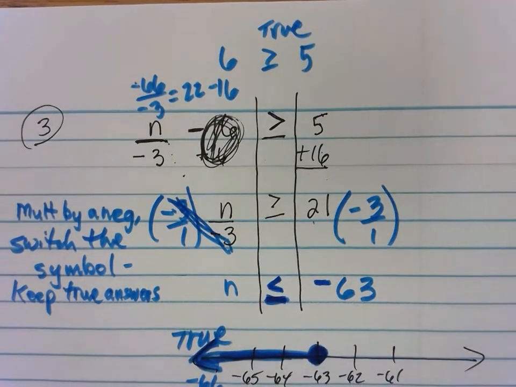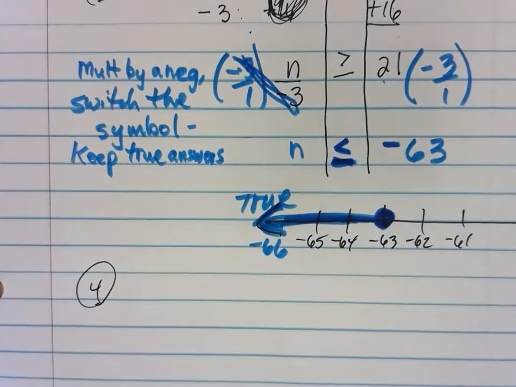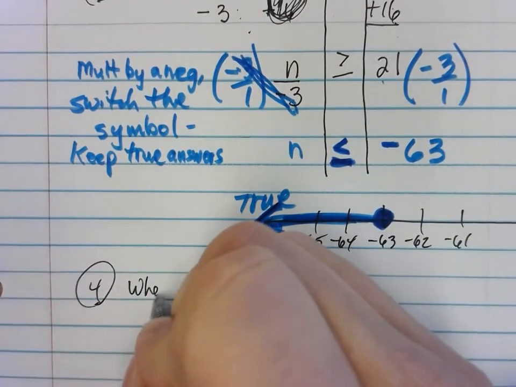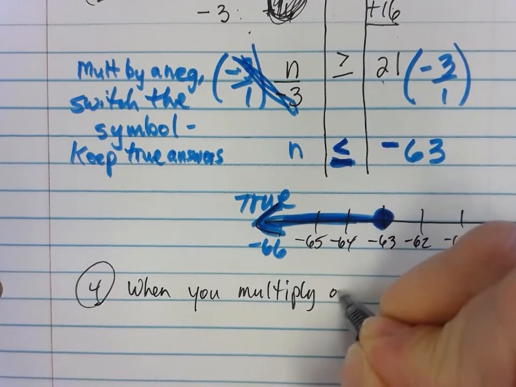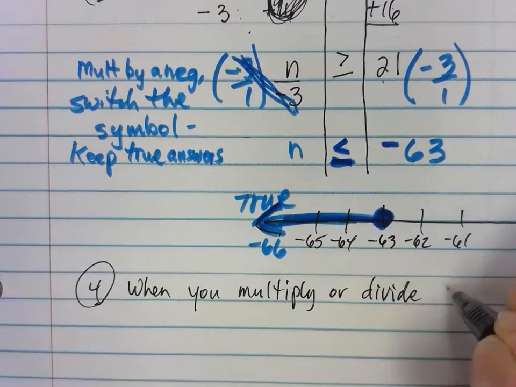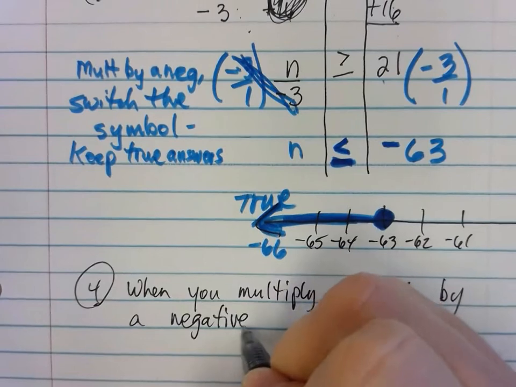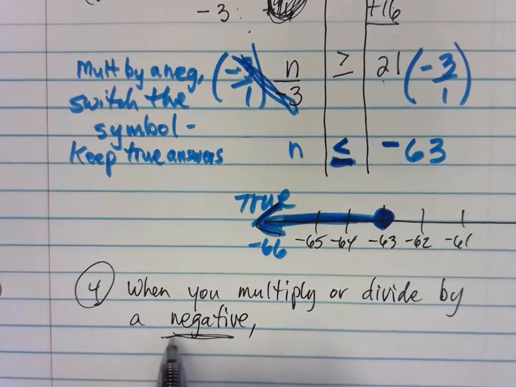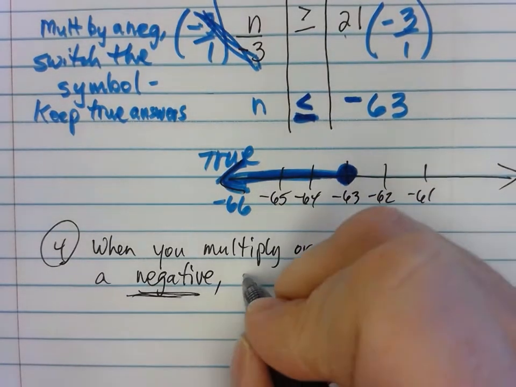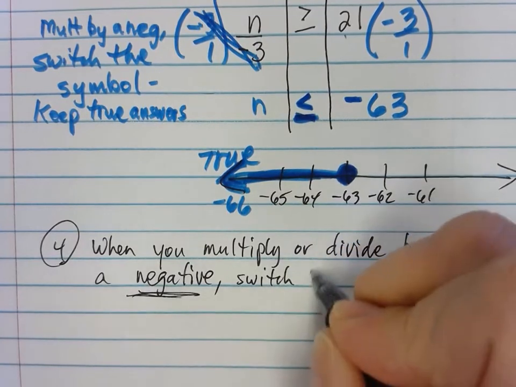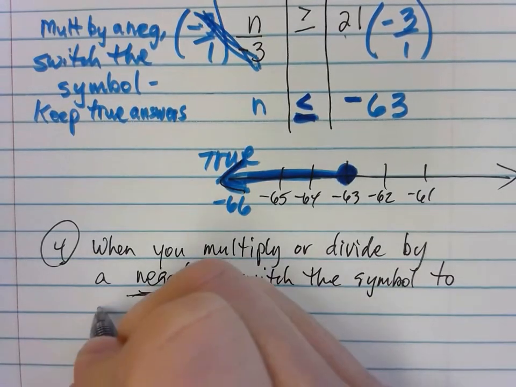All right. So in summary, here's the big gold nugget for today. Put your star beside of this. When you multiply or divide by negative, that's the key to the whole thing. What you gotta do? You gotta switch the symbol to keep the answers true.